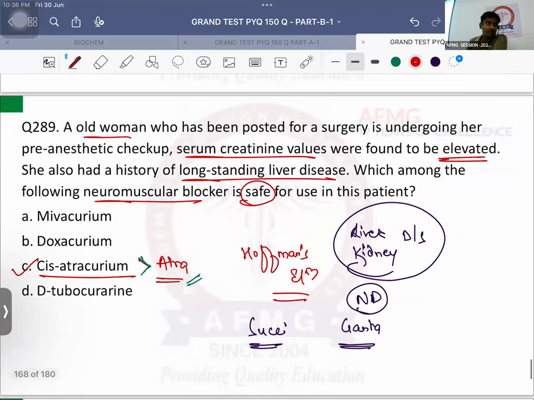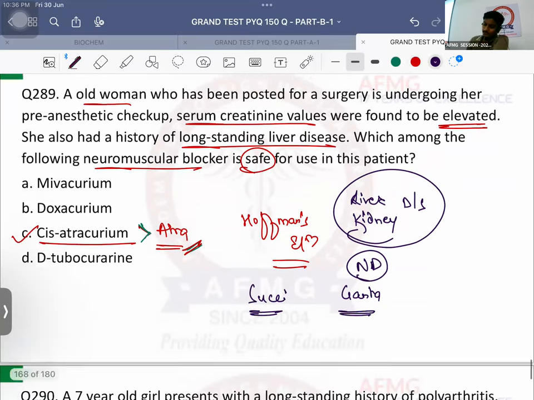So laudanosine is a metabolite which is formed after metabolism of atracurium. Laudanosine can cause epilepsy in the patient. So cisatracurium is better than atracurium, because in cisatracurium that laudanosine is usually formed in very minimal amounts. So the risk of epilepsy is very minimal.